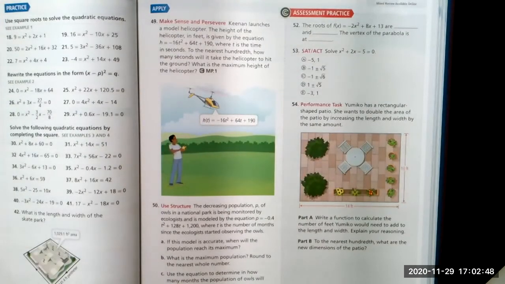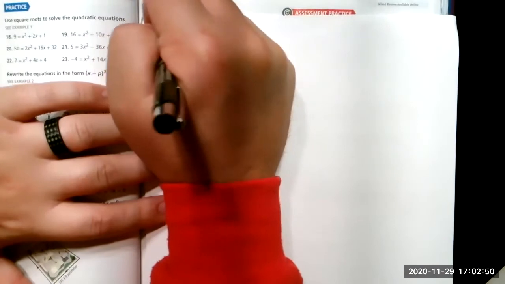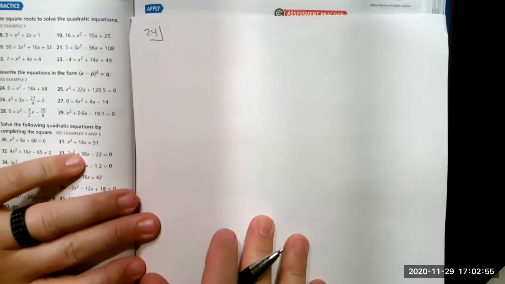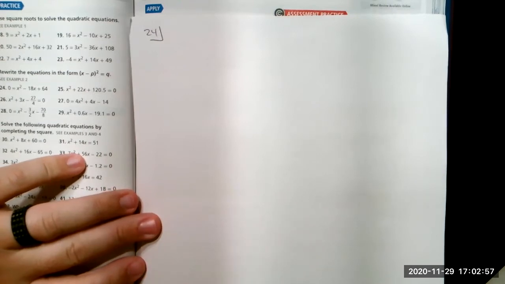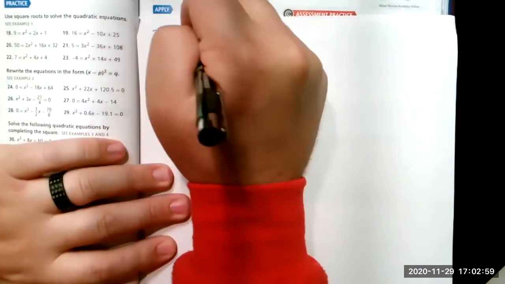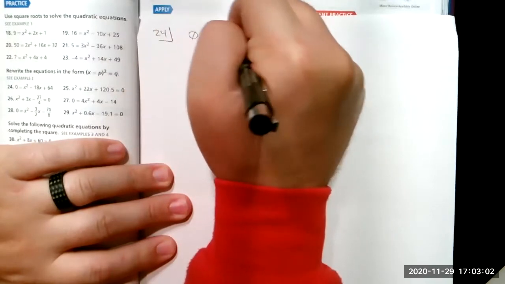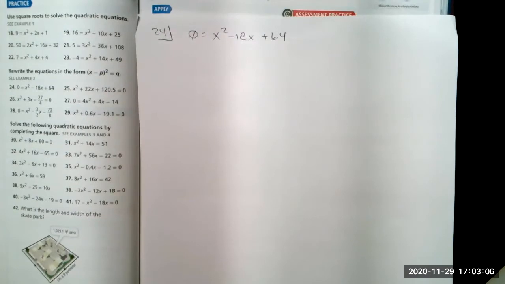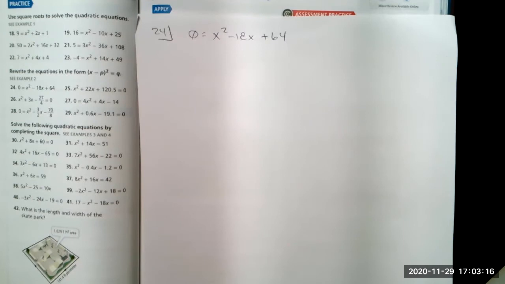24. Rewrite the equations in the form, so basically complete the square. For 24, it's 0 equals x squared minus 18x plus 64. So let's go ahead and complete the square here and use the long, drawn out algebraic method. And then maybe we'll use the formula for the two values here on the next one.